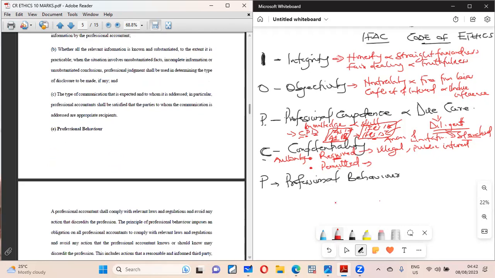The last bit is professional behavior. Professional behavior works in line with integrity. It tells us that you should not do anything that will bring disrepute. So the key word is disrepute. It should not be a good profession anymore. Present yourself well.